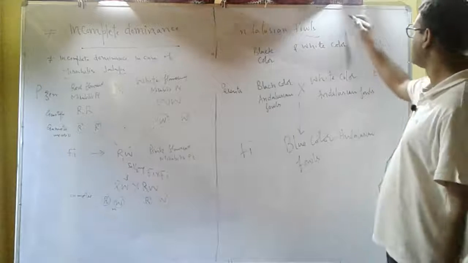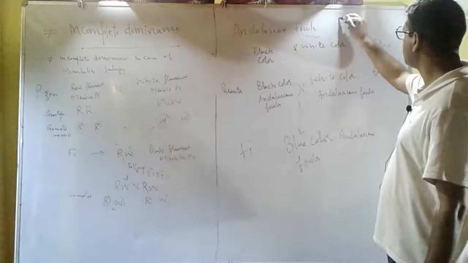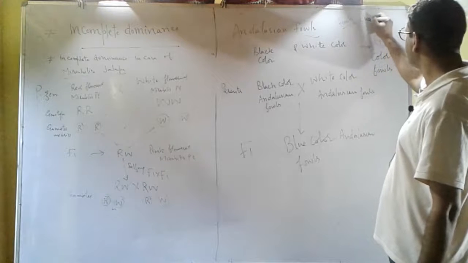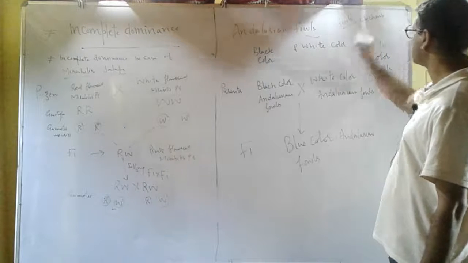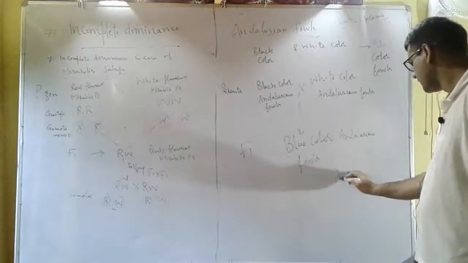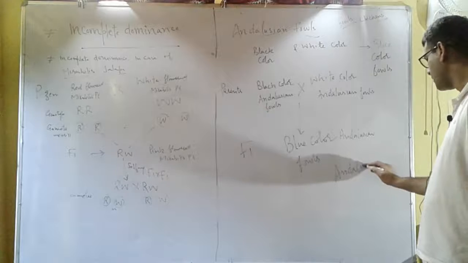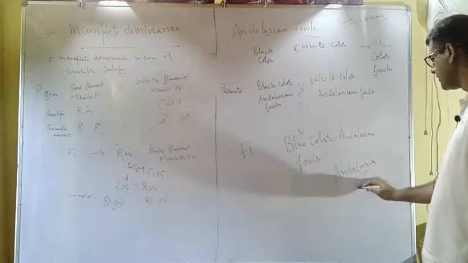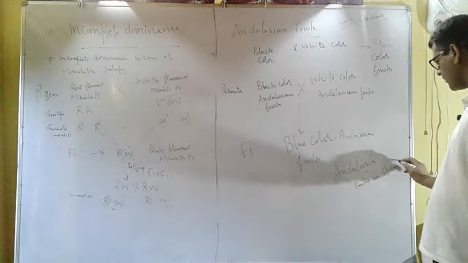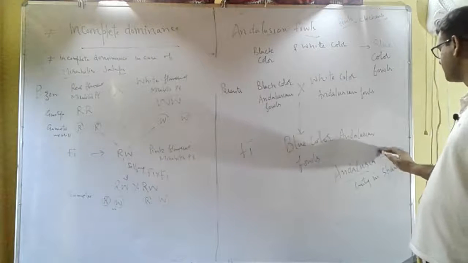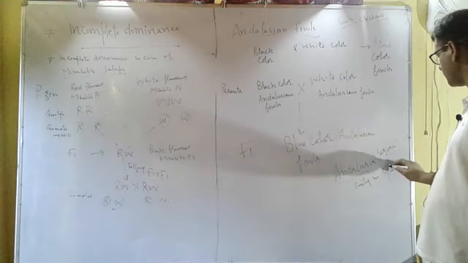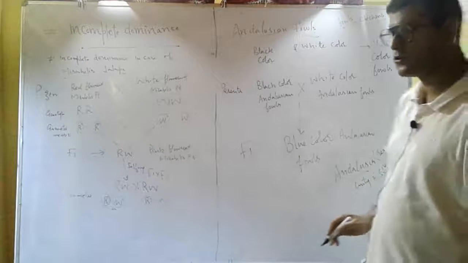So what are fowls? These are domesticated chickens. Fowls are domesticated chickens. Why are they called Andalusian? Andalusia is a community, or a region, in Spain. So these are also called Spanish fowls.